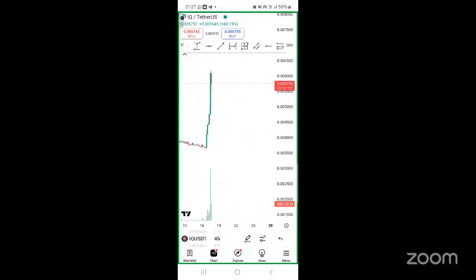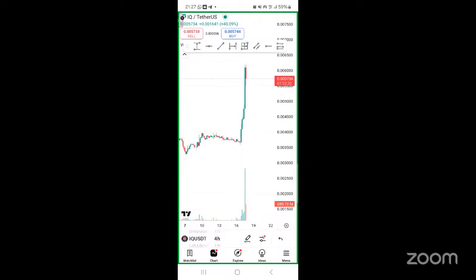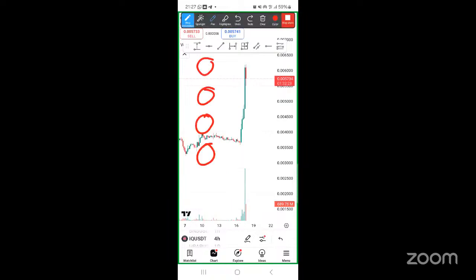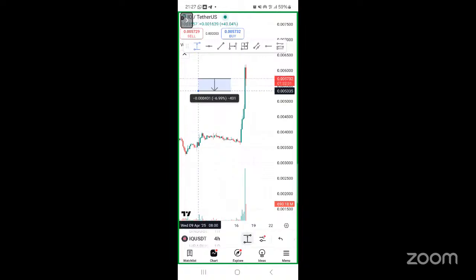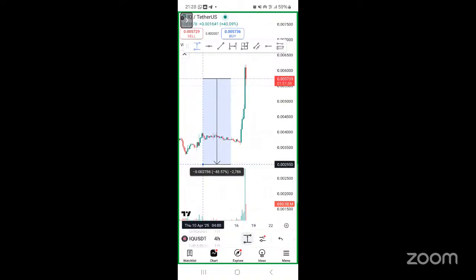So I'm going to measure. This is what I'm going to do. I'm going to measure from here up to here. That is the distance I will measure, current price to the last for now. I'm looking at it in 4-hour interval. So I will put my measure tape. Current price. This is a pumping coin. I want to get into a pumping coin.